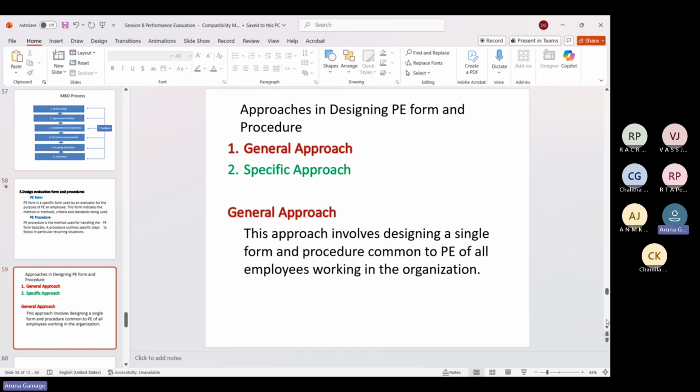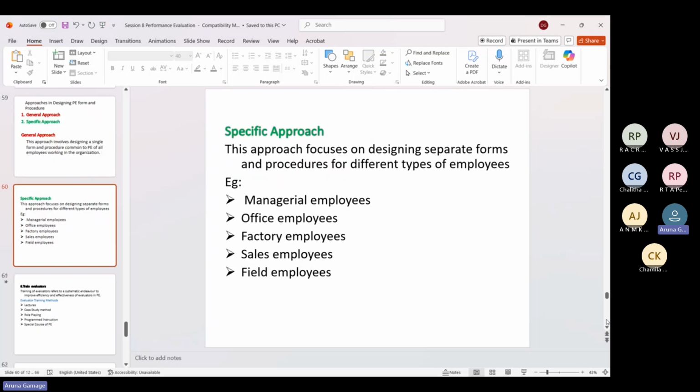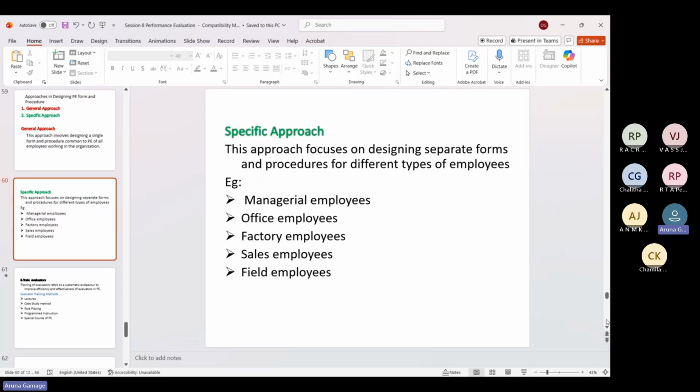There are two approaches to design a form and procedure: the general approach and the specific approach. The general approach involves designing a single form and procedure common to performance evaluation of all employees working in the organization. But the specific approach focuses on designing separate forms and procedures for different types of employees. For example, managerial ones, office employees, factory employees, sales employees, field employees: different forms and procedures for different employees, right?